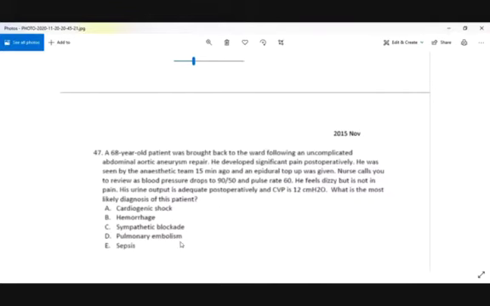Look at it by examining the patient. Pulmonary embolism is unlikely soon after surgery. Sepsis is also unlikely soon after surgery. So what are the other complications you can anticipate after a repair of an abdominal aortic aneurysm? Do you know?